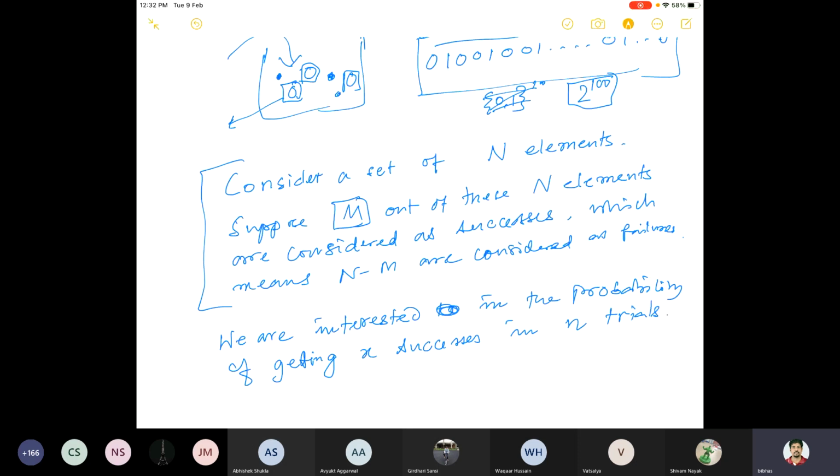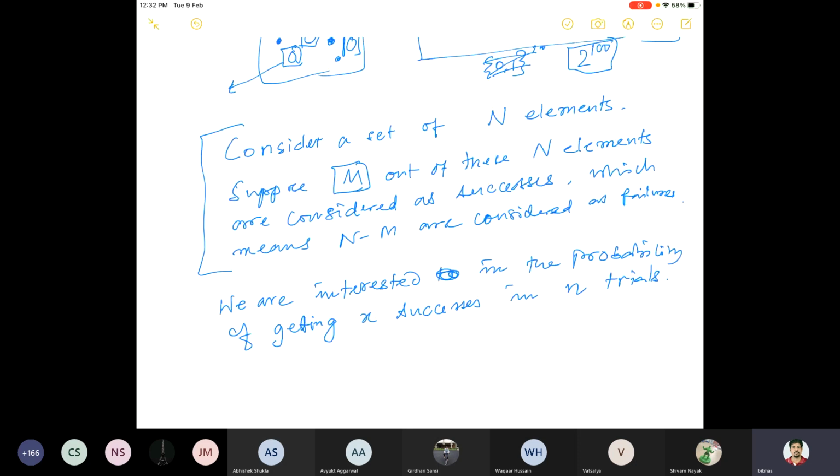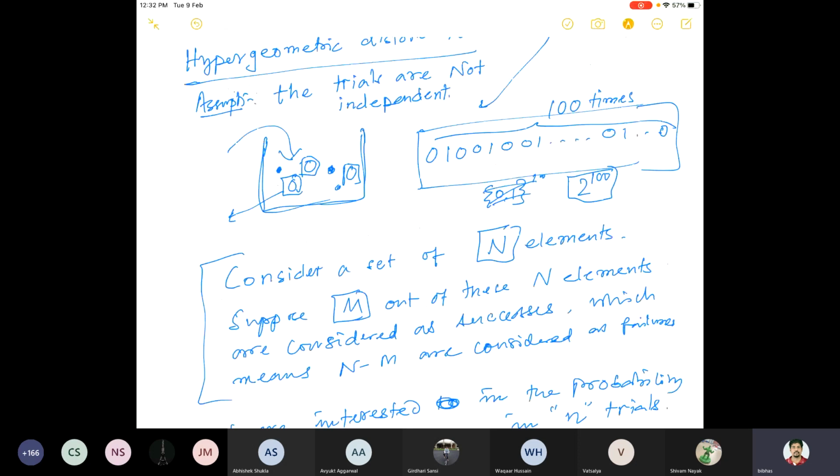These two numbers are independent. I mean, in a sense, this small n can be maximum capital N, okay? Because capital N is the number of elements, okay? So what we are interested in is that I'll get X successes. That means let's say 2 successes, 3 successes. So suppose we have this bag of balls, okay? Now I keep on doing this without replacement.